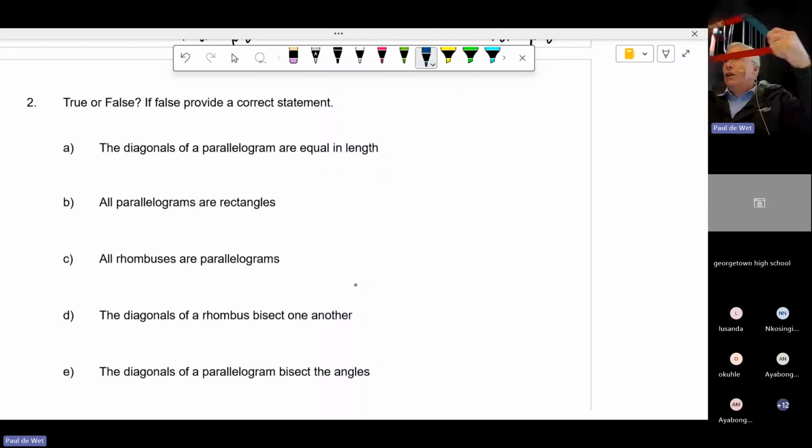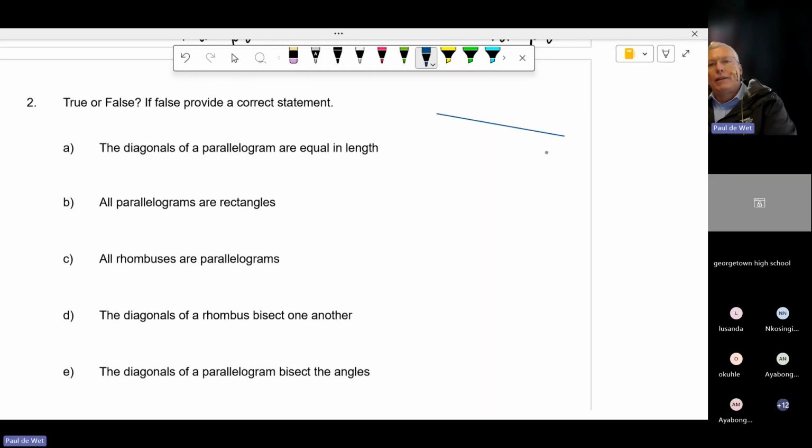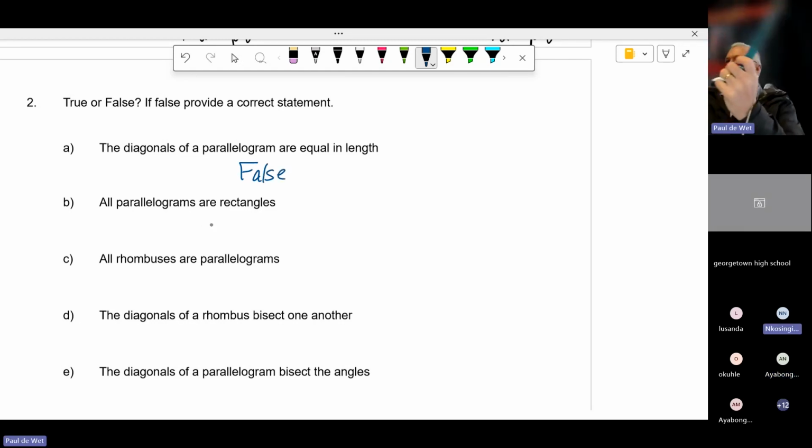True or false? It's not true, guys. Look here. Unfortunately the learners online probably can't see, but look at an extreme case. If I've got a parallelogram that's like the... okay, guys, it's definitely false. False. All parallelograms are rectangles. True or false? This is a rectangle. This isn't a rectangle. Okay. This is false.